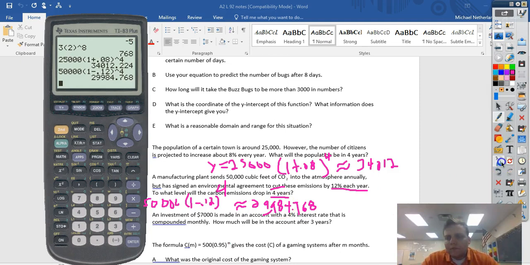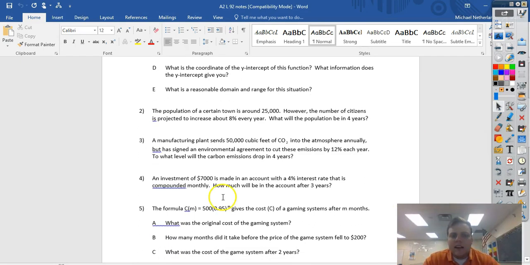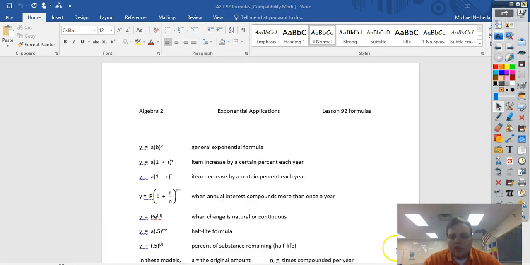All right. Next problem. An investment of $7,000 is made in an account with a 4% interest rate that is compounded monthly. That's important, compounded monthly. How much will the account be in after 3 years? Go look at your formula page. What do you see right here? When annual interest compounds more than once a year. So this is the formula we want right here. Okay, P is just a fancy finance term. It's called principal. It's just your starting amount. That's all it means, okay?